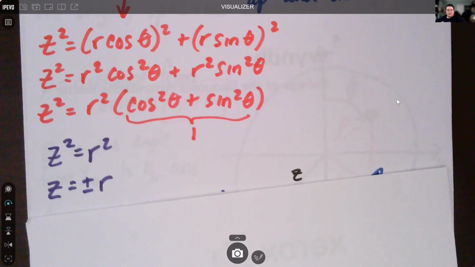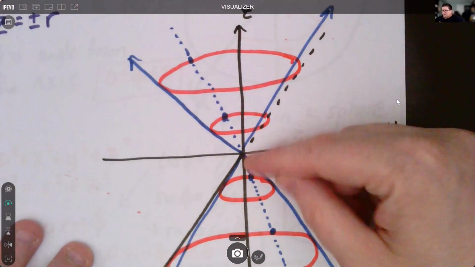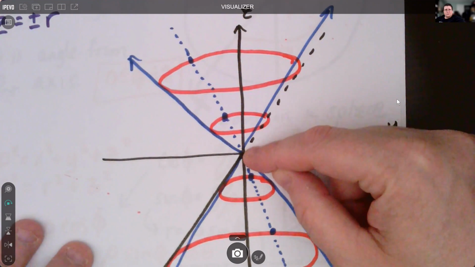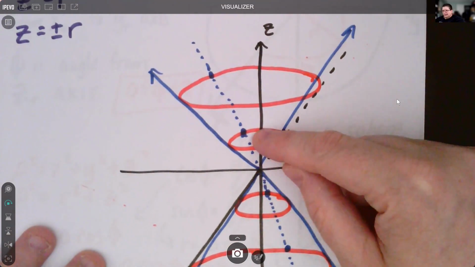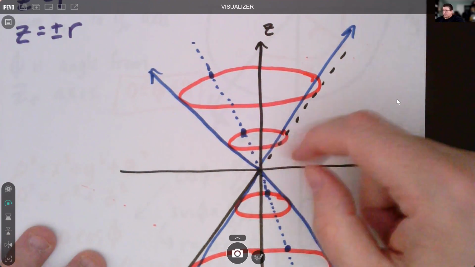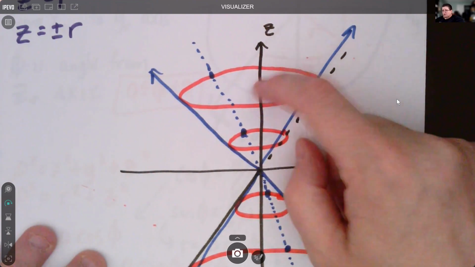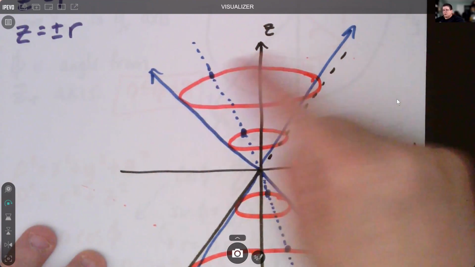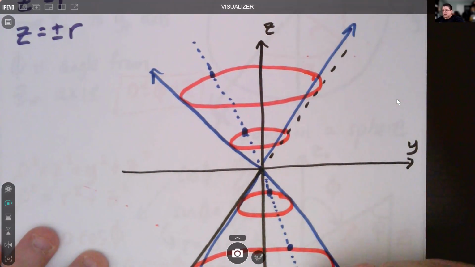which means the radius of the circle is dependent on how high up or down we go. When z equals 0, there's no radius, we've just got a point. As we go up, the radius is related to z. So when z equals 1, we've got a circle of radius 1. When z equals 2, we've got a circle of radius 2. And it does the negative version as well.